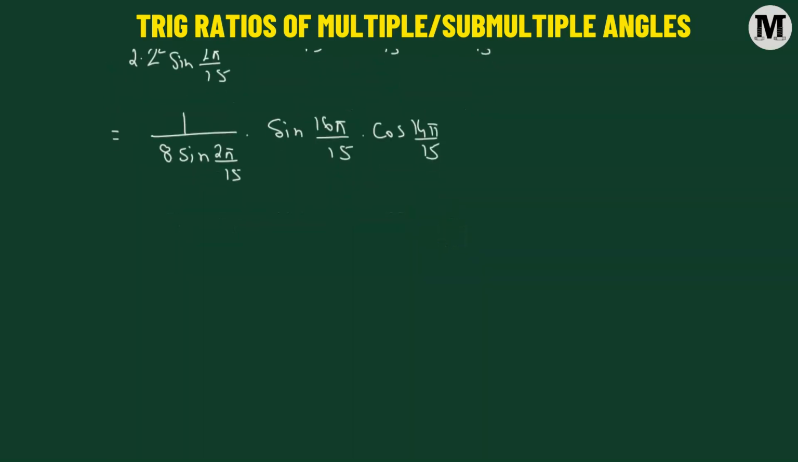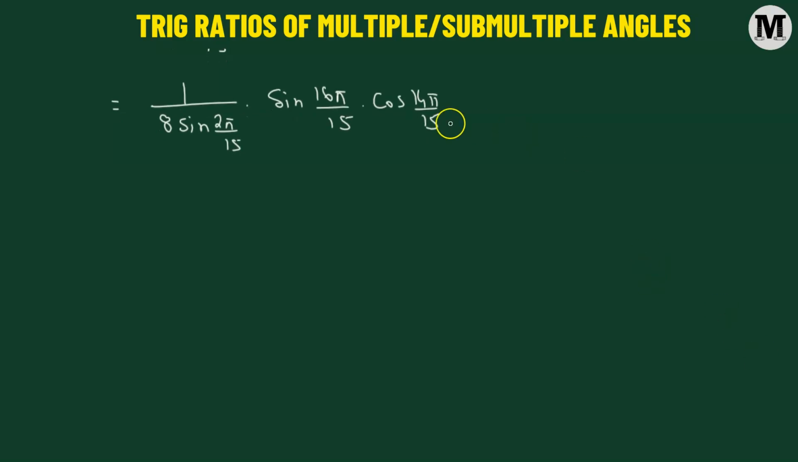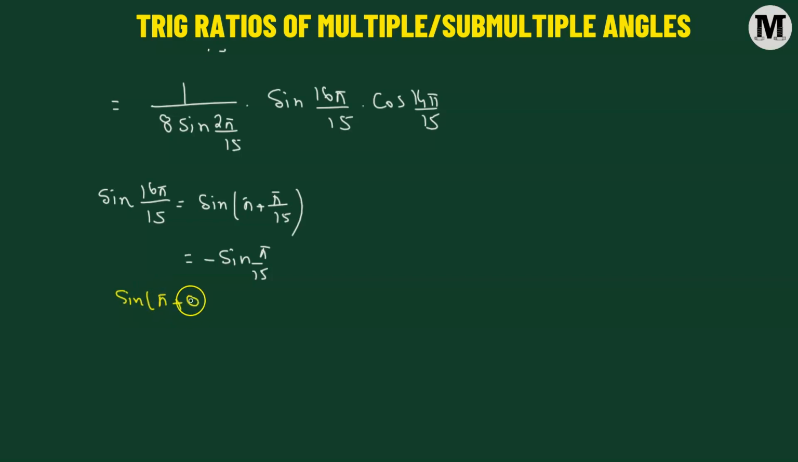Now it will be difficult for us to combine sine 16 pi over 15 with cosine 14 pi over 15 because the angle measures are different in each case. However, we can simplify it. So let's say we start with sine 16 pi over 15. This can also be expressed as sine of pi plus pi over 15, which means exactly the same thing, but once we do that, we are going to get negative sine pi over 15. Here we are using the fact that sine of pi plus theta is equivalent to negative sine theta.